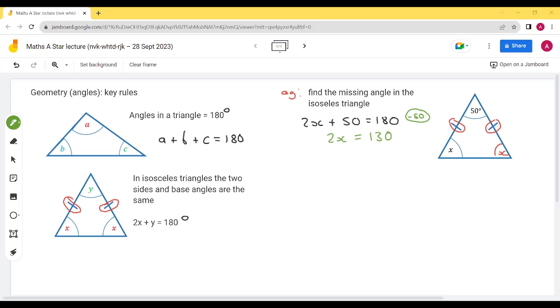Sorry, does someone have a question? Go for it, Anna. Yes, I have a question. You're saying that the two equal angles on an isosceles triangle will always be below?